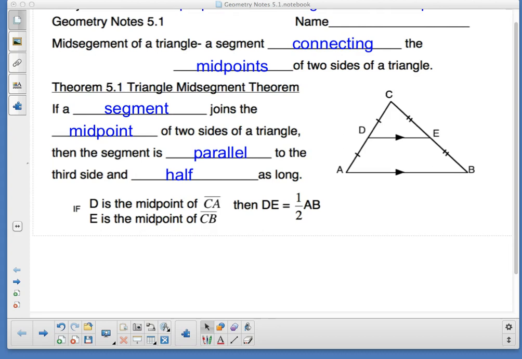Okay, so here's the deal. We're looking at Geometry Notes 5.1, and we're talking about mid-segments. A mid-segment of a triangle is a segment connecting the midpoints of two sides of a triangle, excuse me.